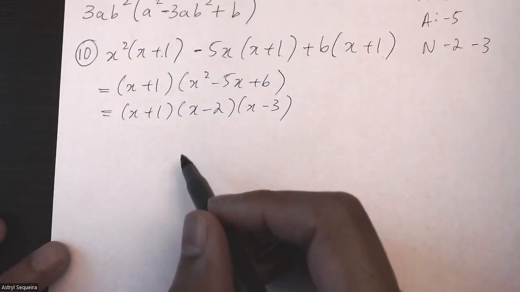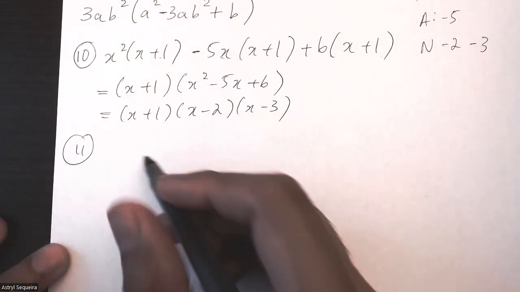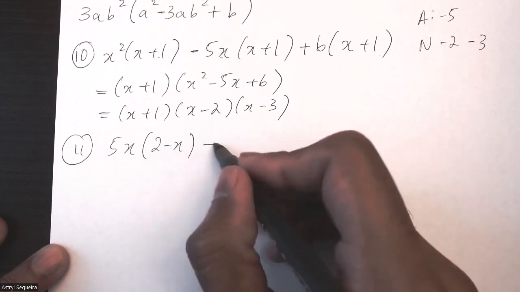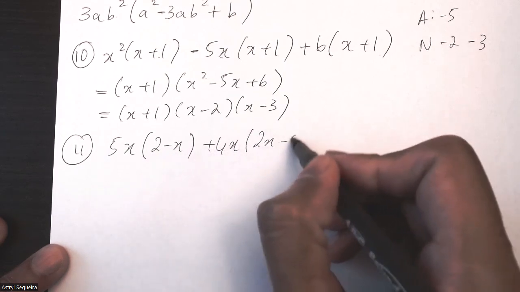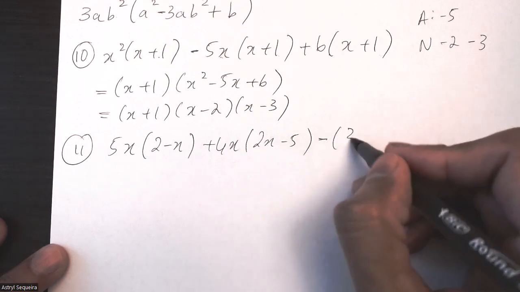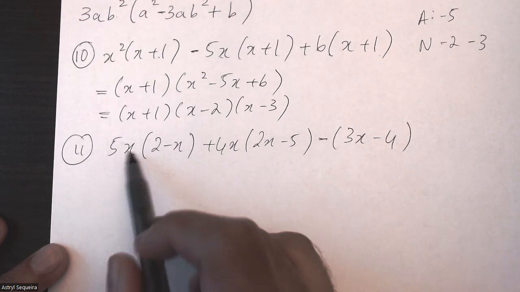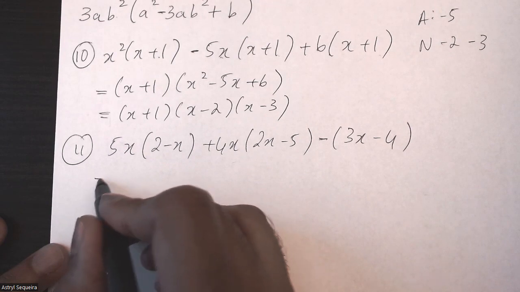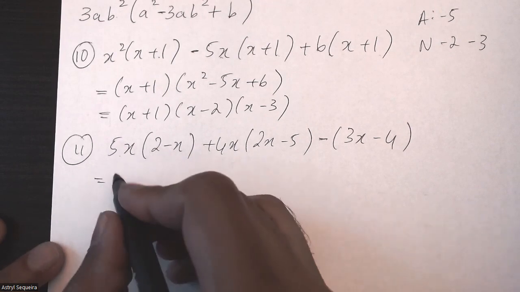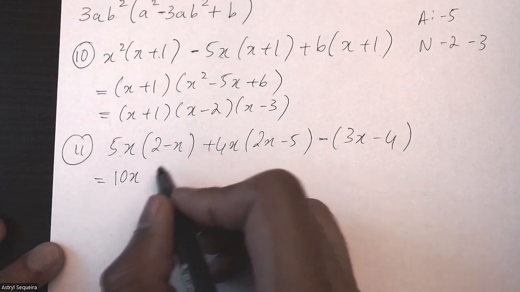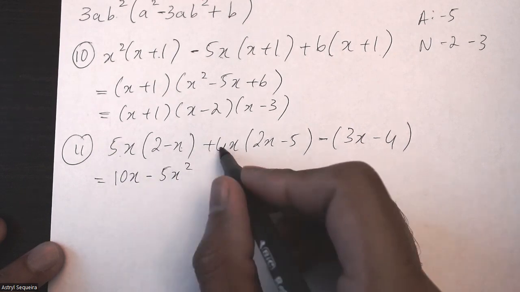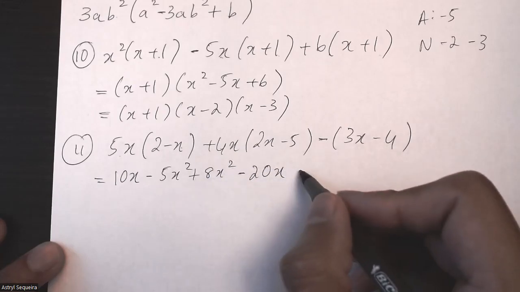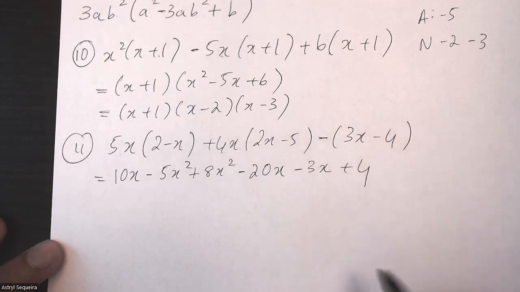Now, sometimes you can also get a question like this, for example, 5x times 2 minus x plus 4x times 2x minus 5 minus 3x minus 4. So if none of the brackets match, you actually have to multiply each of these terms into the brackets and then factor after. So let's do that. 5x times 2 is 10x. 5x times negative x is negative 5x squared. That's going to be plus 8x squared minus 20x. It's going to be negative 3x plus 4.